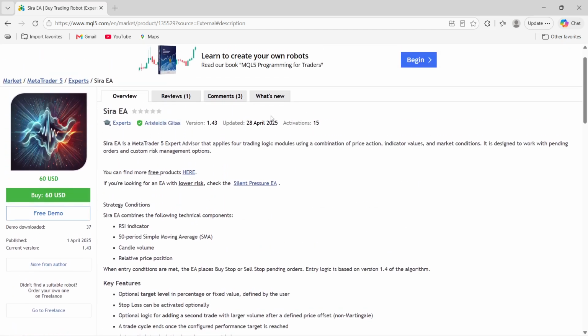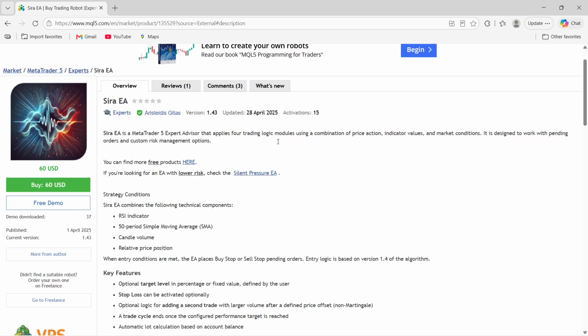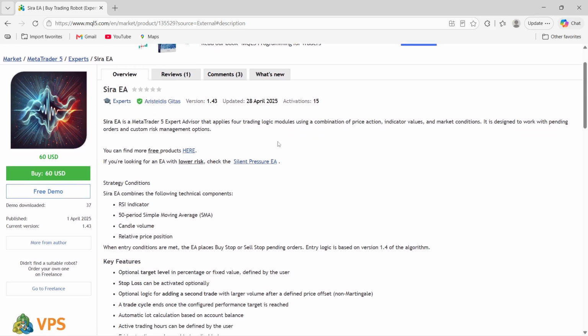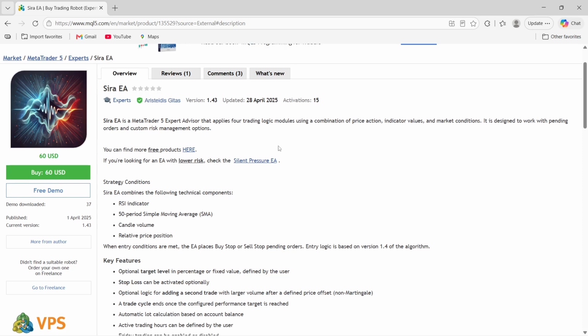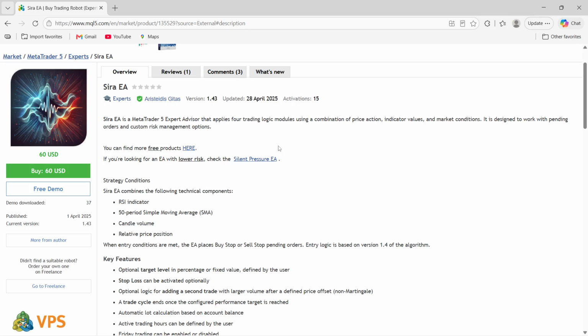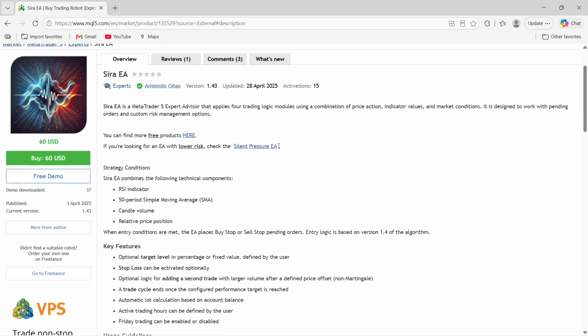So as for who it is for, if you're an experienced EA user, you understand drawdown maths, and you're comfortable digging into the settings to tune risk, Sira EA can be an interesting candidate to test on a demo or a small live account. You want to pay attention to whether the second trade feature is on or off, how big that second trade is relative to the first, your maximum allowed drawdown, and spread and execution on your specific broker, especially if you're using funded capital.